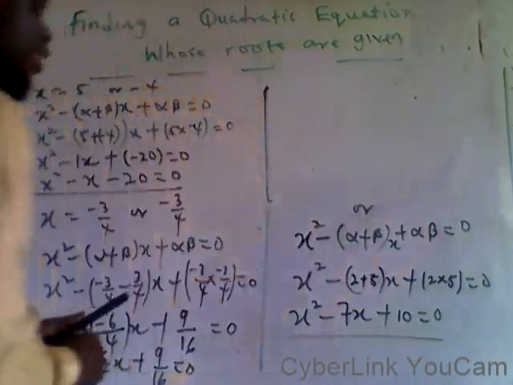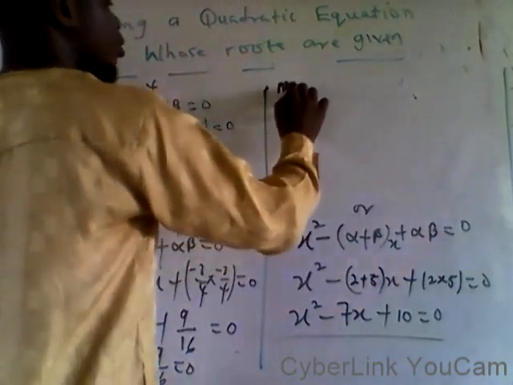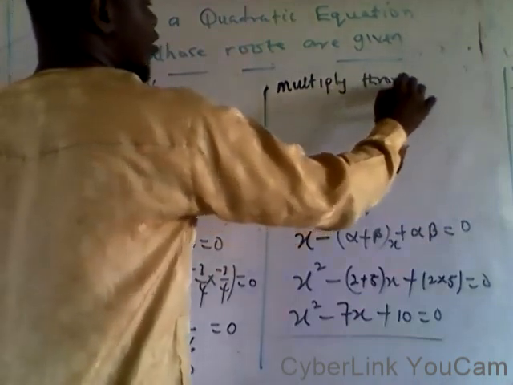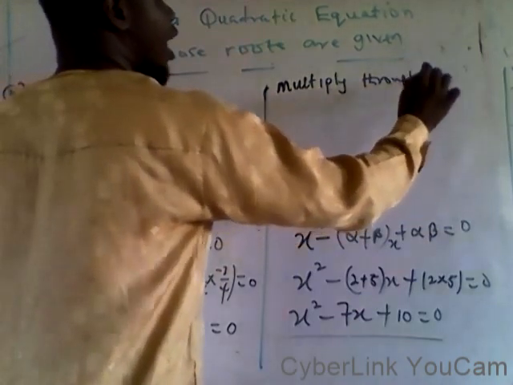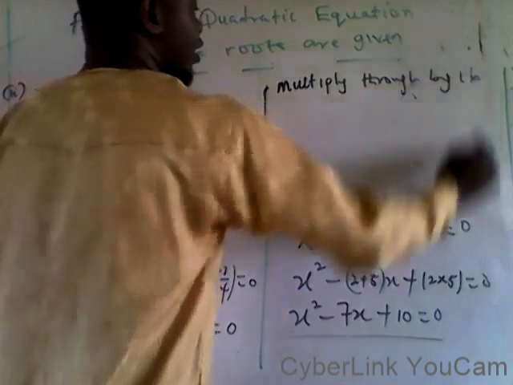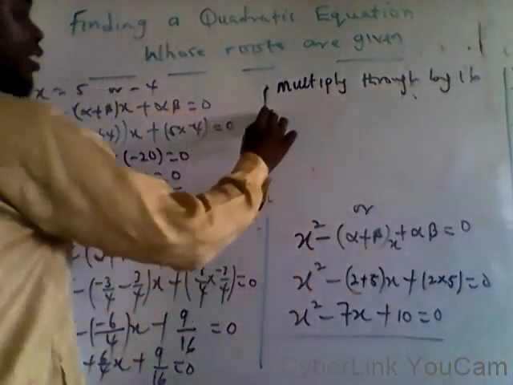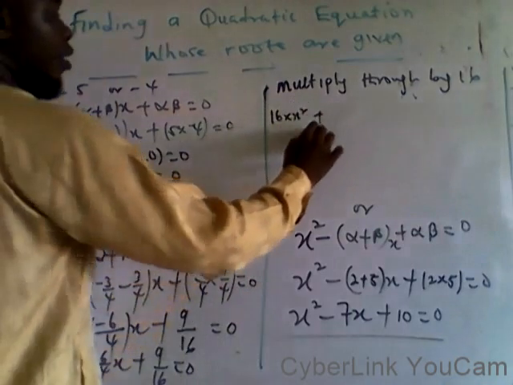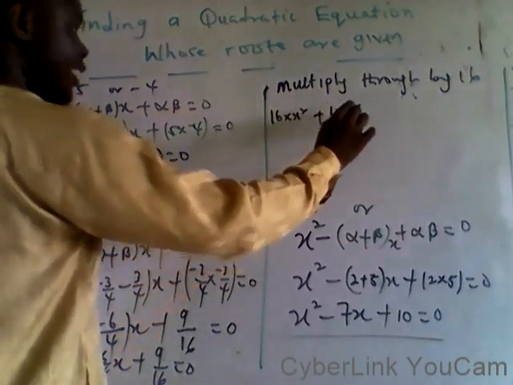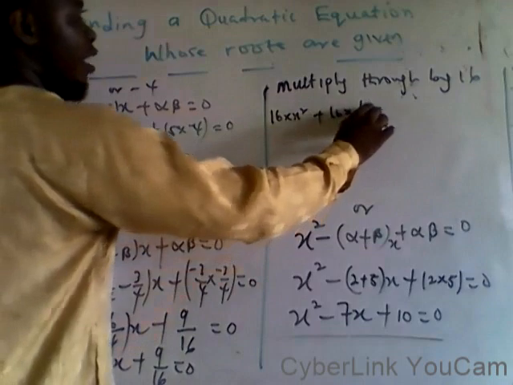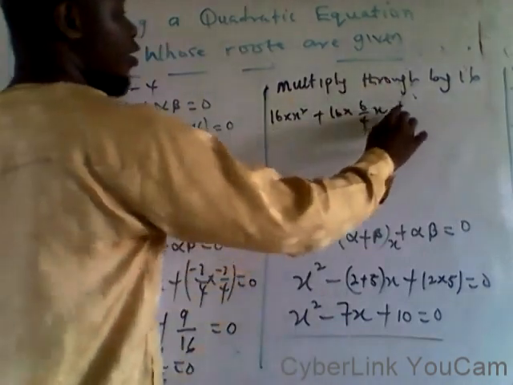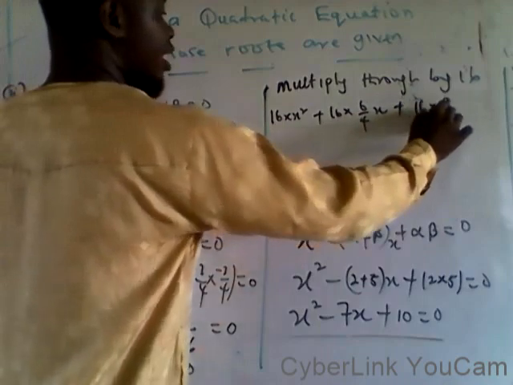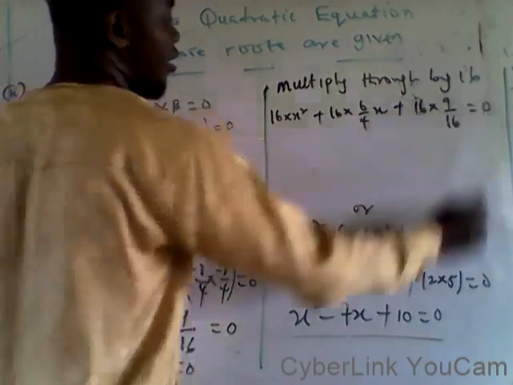The LCM is 16, so you multiply through by 16. So you are going to have 16 multiplied by s squared, plus 16 multiplied by 6 over 4 s, then plus 16 multiplied by 9 over 16 equals 0.